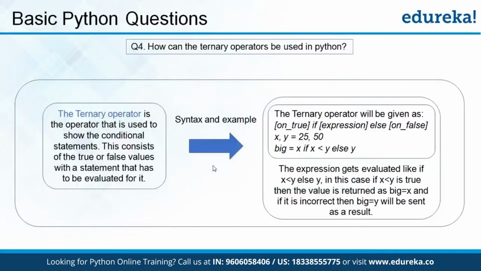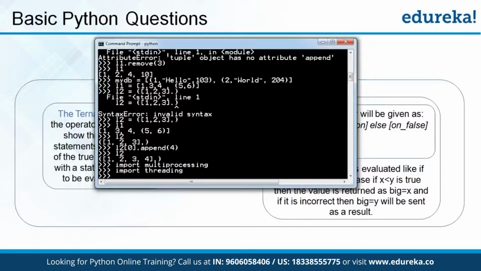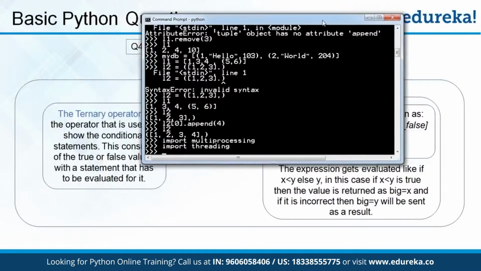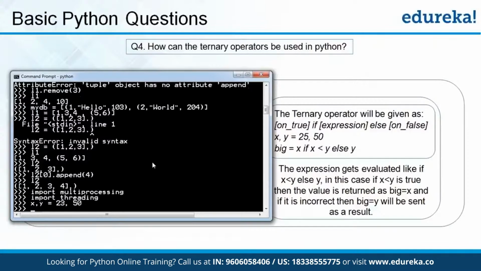Now, basic Python questions when it comes to the ternary operation. I wouldn't call it exactly ternary, but it behaves like a ternary operation, where you have conditionals, if X or Y. How does it work? Basically this is how you do it. You've got X and Y. X comma Y is equal to 25 comma 50. Let's take up this example. We need to find the largest among these.